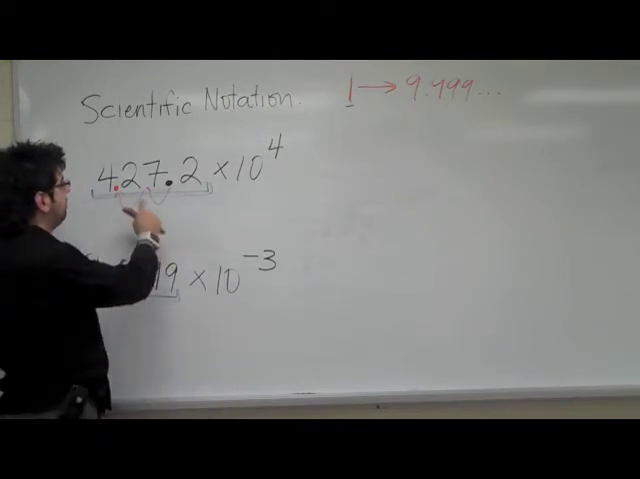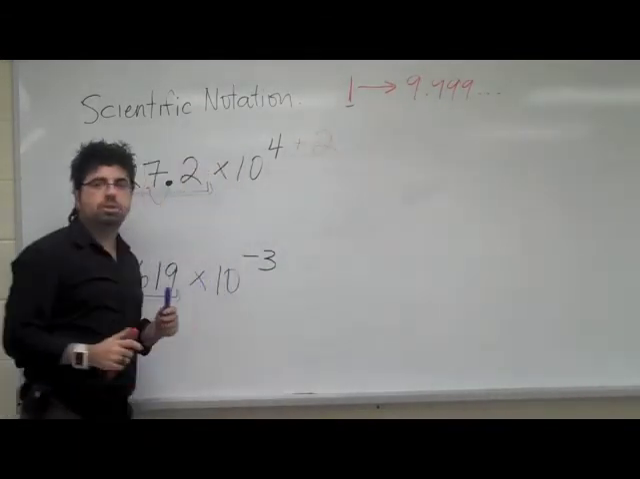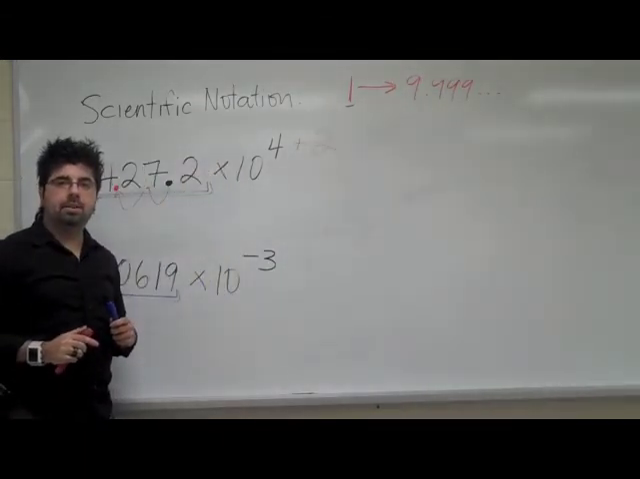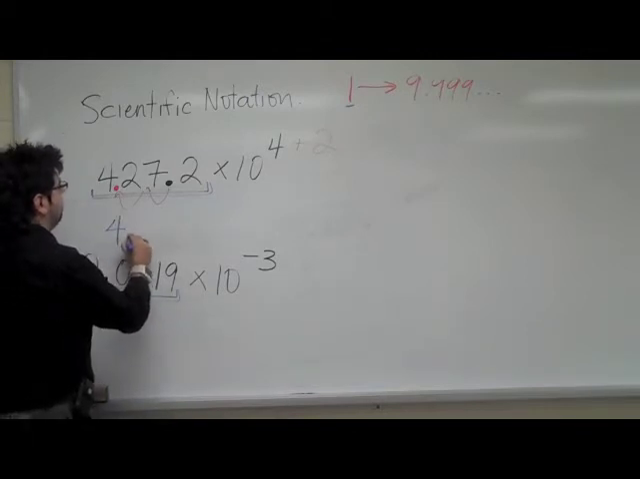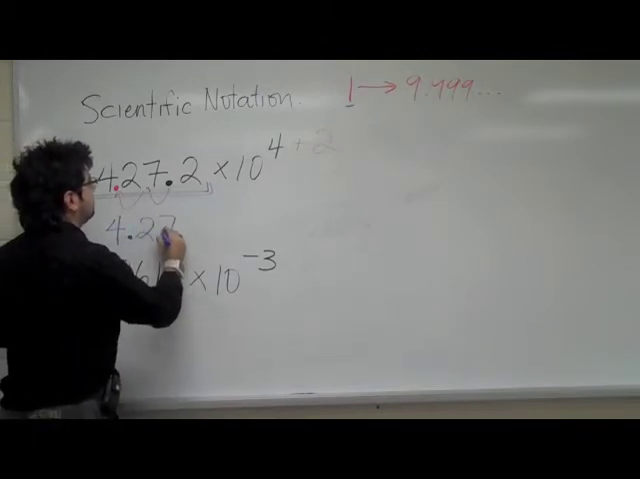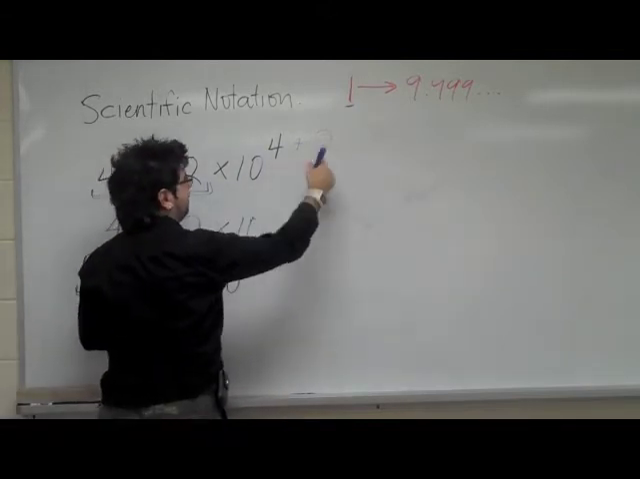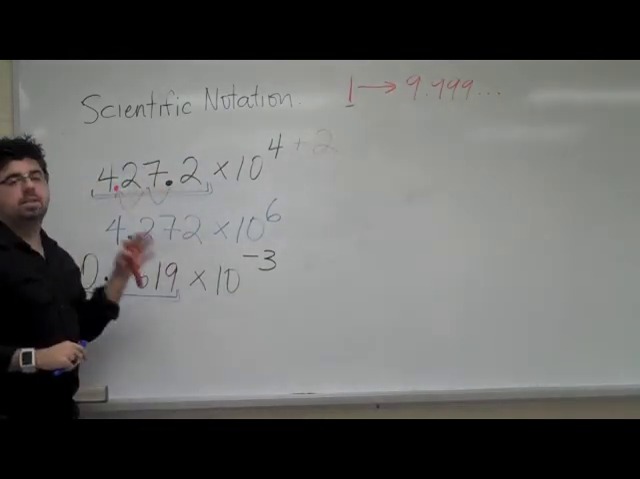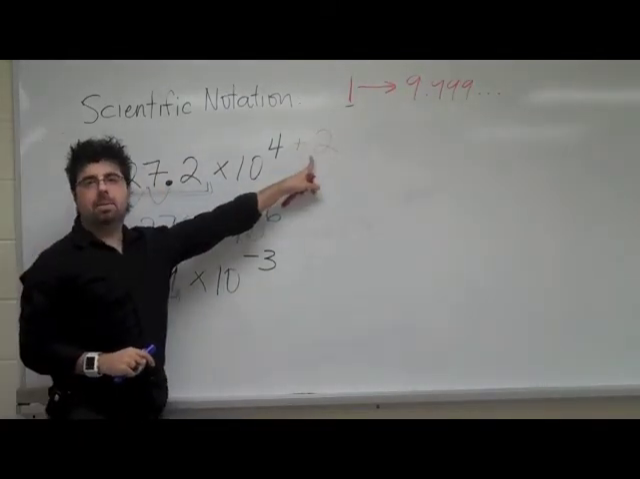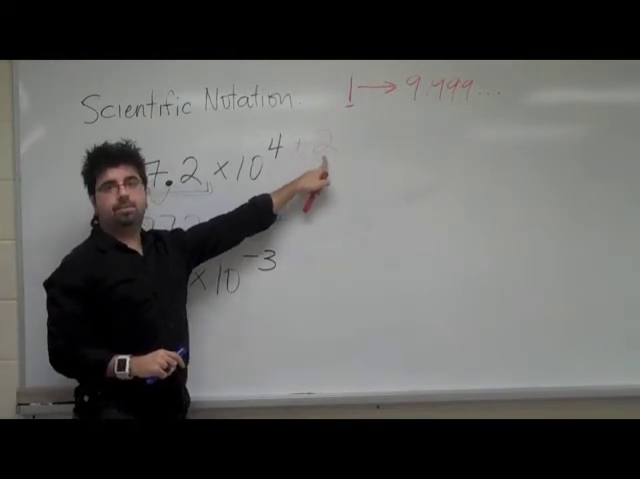Because I'm moving it 2 places to the left, I'm also adding 2 to the exponent. So my answer now becomes 4.272 times 10 to the power of 6. So if I'm moving it to the left, I am adding to my exponent. I'm making sure that we've got positive exponents.